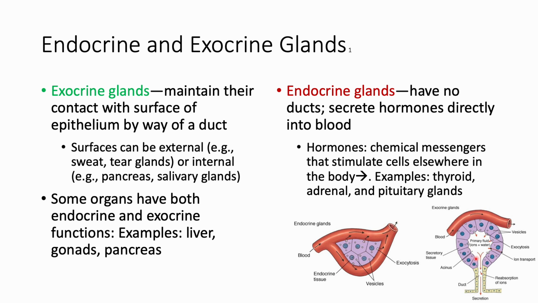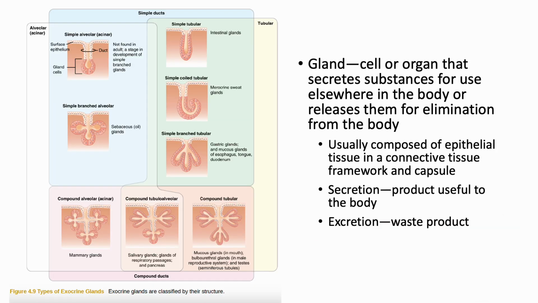Versus here, this is exocrine. I have these cells secreting their substances into the center and then into a duct which is in contact with the surface. Yes? Endocrine has no duct, exocrine has ducts. All right. And what is a gland? I should have started with that. What is a gland? A cell or organ that secretes substances for use elsewhere in the body or releases them for elimination from the body.